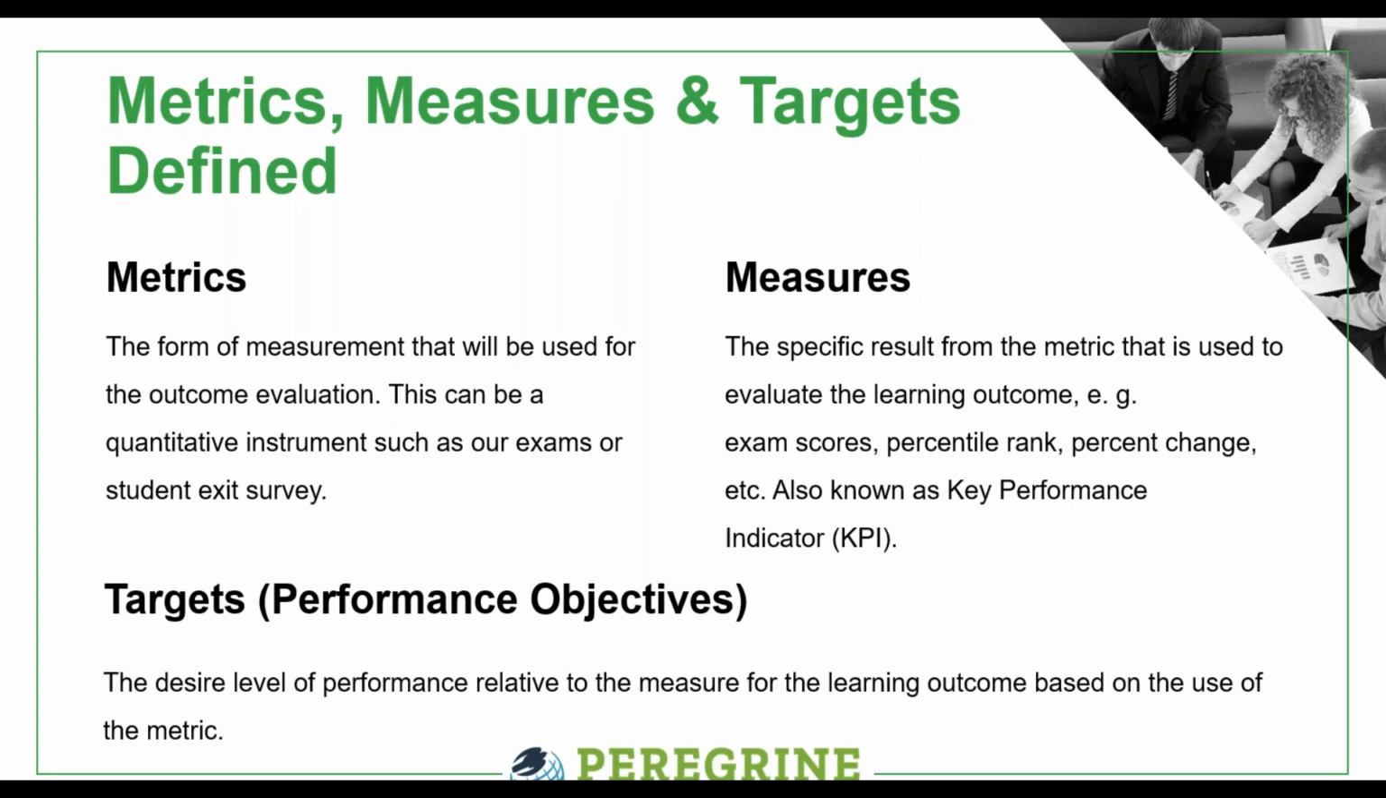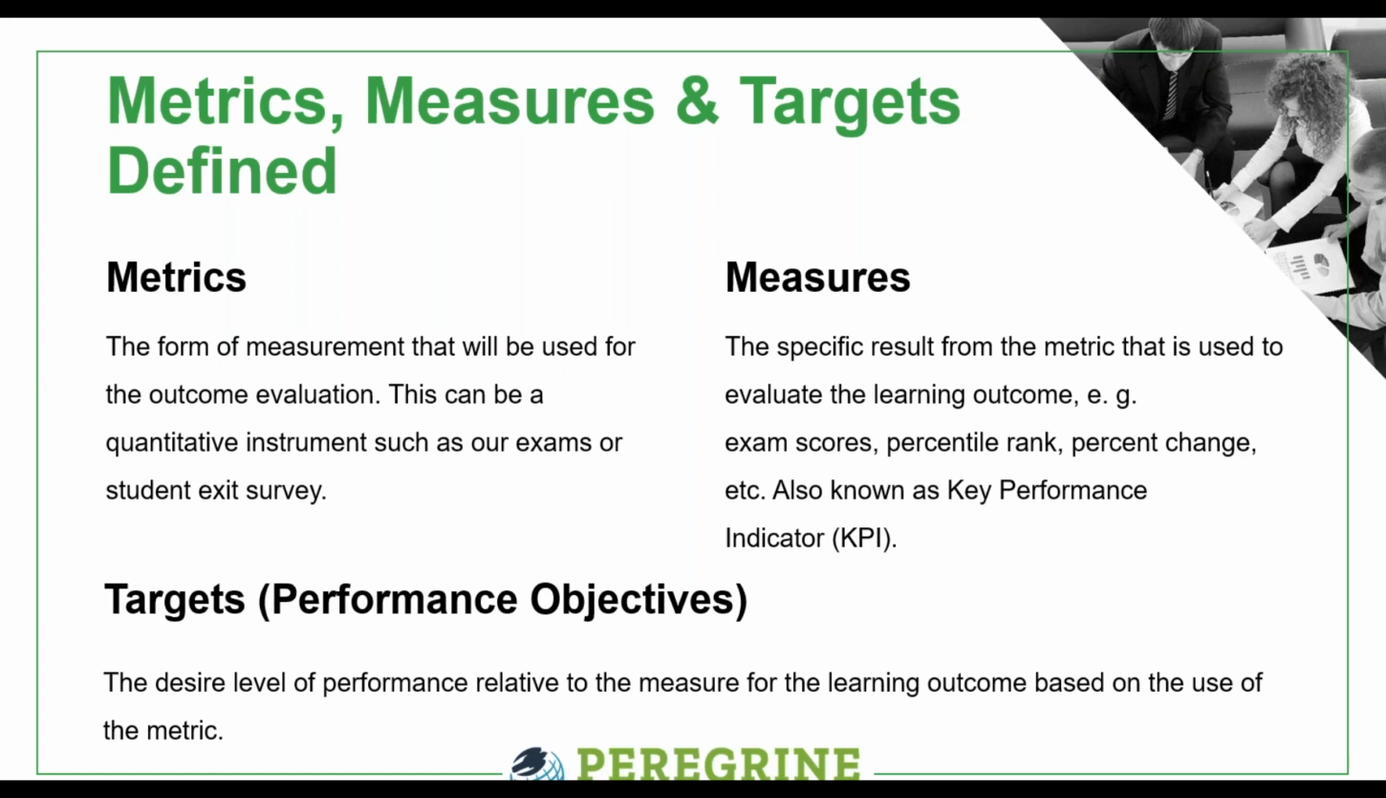The metric is the instrument that you're going to use to evaluate your learning outcomes. So that can be an exam, or it can be a student exit survey for indirect learning outcomes. The measure is the specific result from the metric that you're using. So the results that you're getting from your exam, the percentile rank, the percent change, all of that data that is provided from your assessment then is your measure.